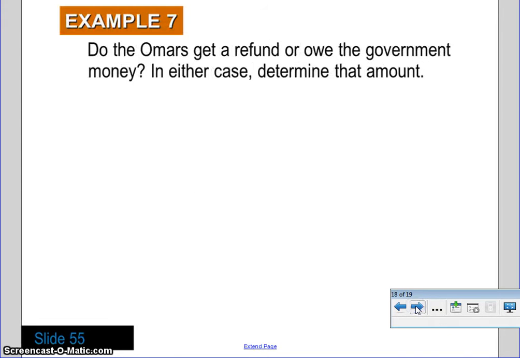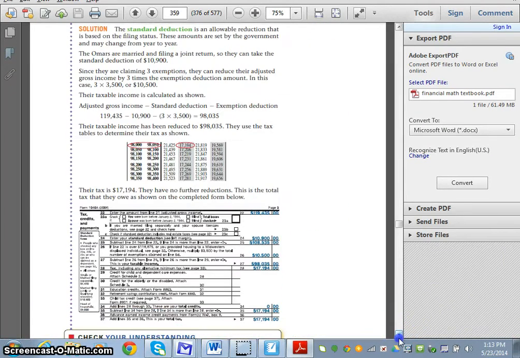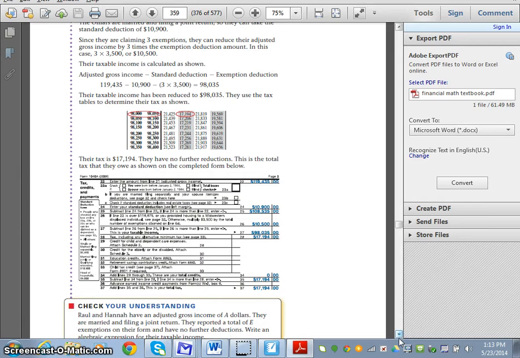Do the Omars get a refund or do they owe? So let's go ahead and come down to the end of their taxable income. We know that it came to 86,380. Nope, 98,000, I was right. And then their taxes were the 17,194.